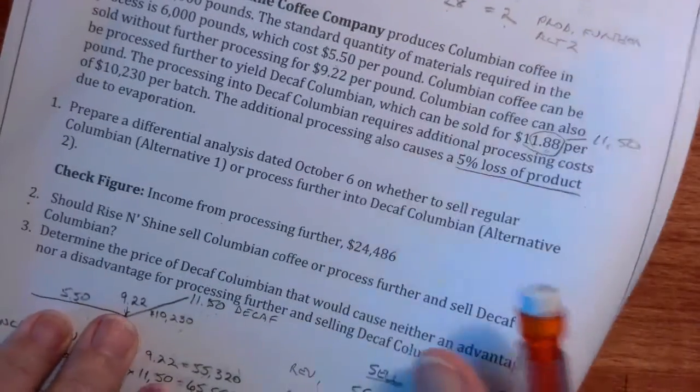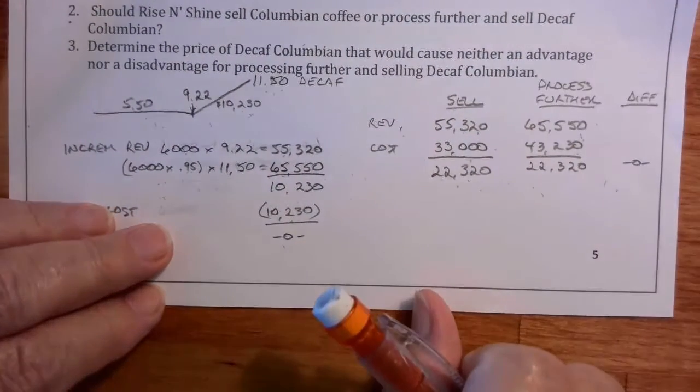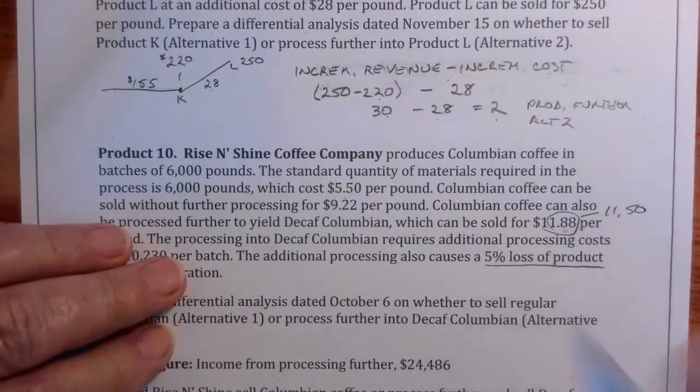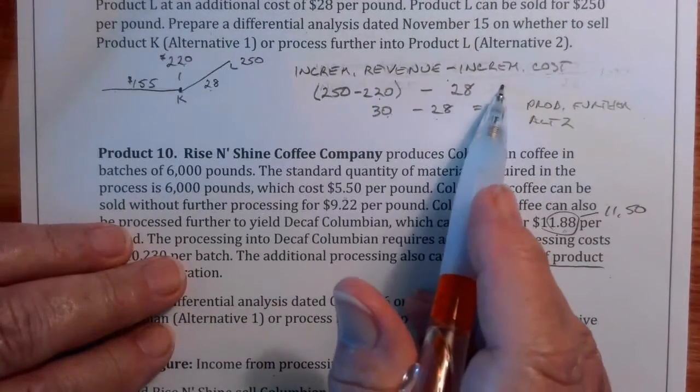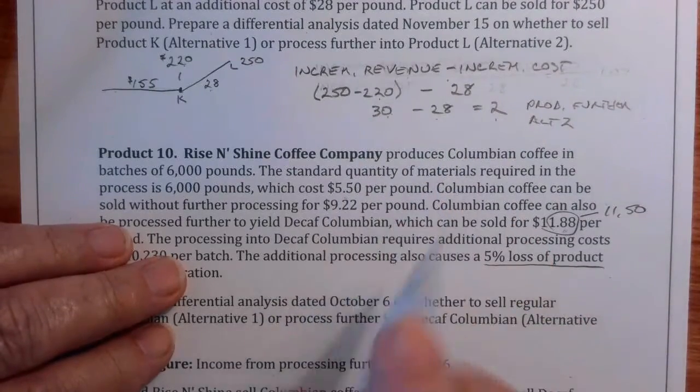Okay, if you've got questions about this, let me know. They're pretty straightforward, though. What you really want to know is whether the incremental revenue is greater than the incremental cost. And if it is, then you process it further. Okay?